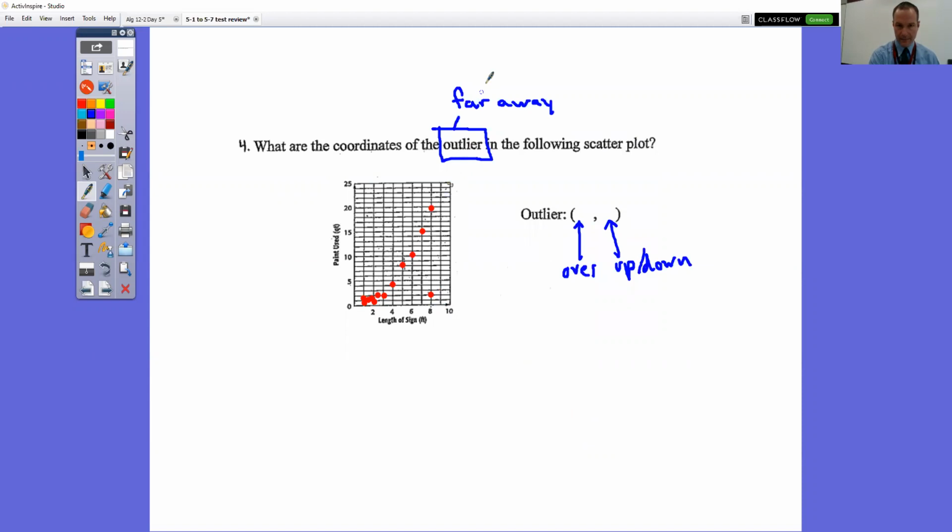So the outlier is this point down here. It's far away from all the other ones. So when we go over, we're going over to 8 and we're going up to 2. So this would be 8, 2. Now remember, your outlier is not always necessarily underneath your scatter plot. If you had a point all the way up here in the middle of nowhere, that would also be an outlier. So you have one question on your test tomorrow where you have to type in the coordinates of the outlier.